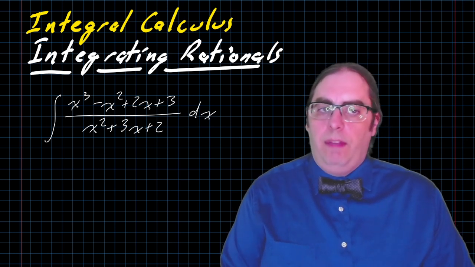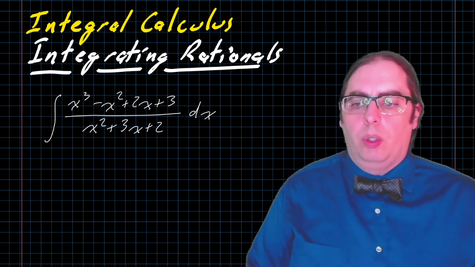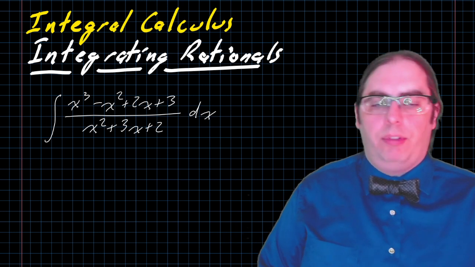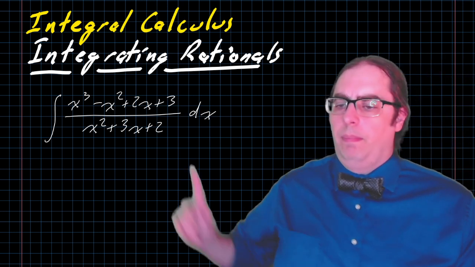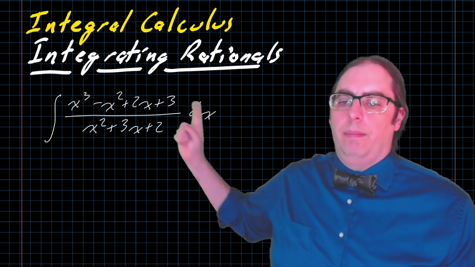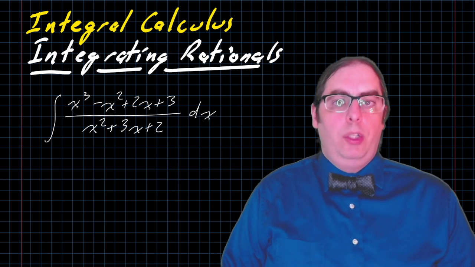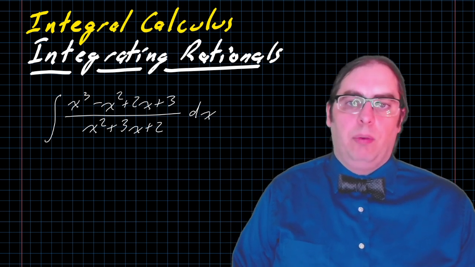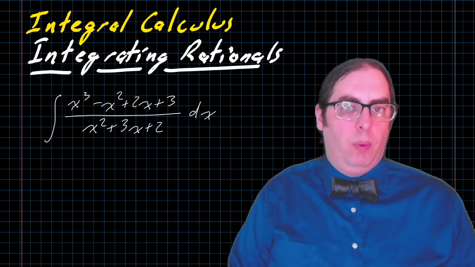And if you think back to what we talked about when we were using partial fraction decomposition, you should immediately notice the problem. The degree of the numerator is bigger than the degree of the denominator. So our one tool for simplifying a rational and making life easier on ourselves is right out the window.